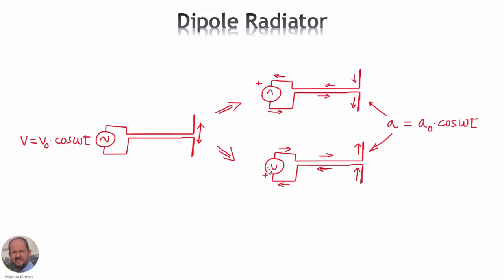And when we apply negative voltage with the voltage source, then the electrons are going to move in these other directions here. So in both wires the electrons are going up, so they are going to do a simple harmonic motion following the expression of the acceleration that we have seen before. So with this we can generate electromagnetic radiation out into the space.